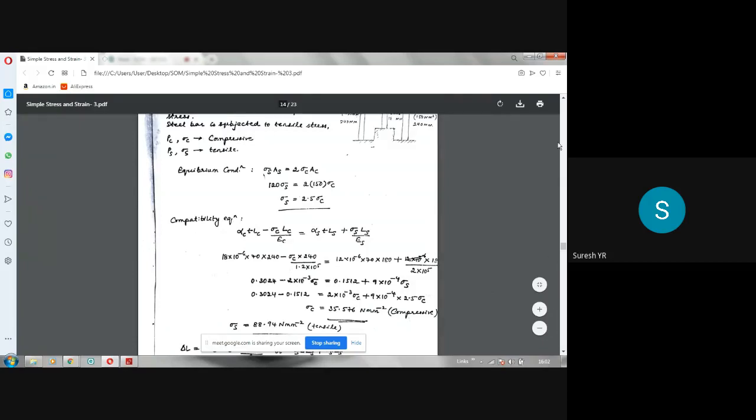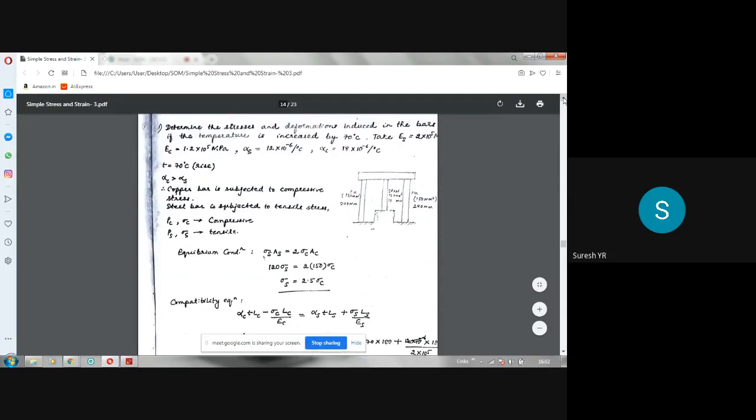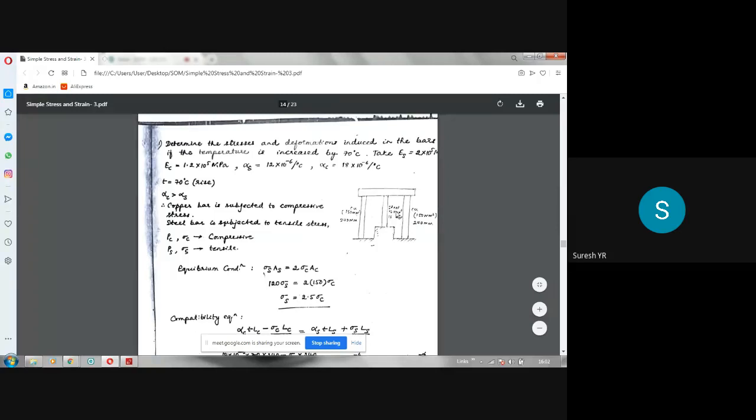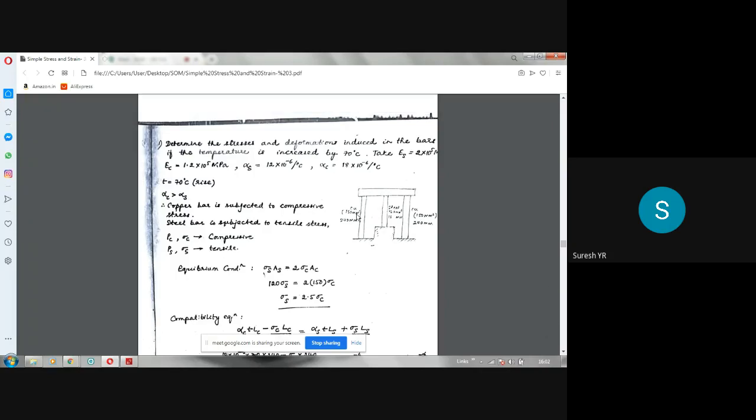The length of the steel bar is 180 mm. Please make a note of that. So this is 180 mm. The length of the steel bar is 180 mm. Area is 120 millimeter square. The length of the copper bar is 240 mm. Area is 150 mm square. Okay, there are two copper bars here. So totally there are three bars. One steel bar and two copper bars.